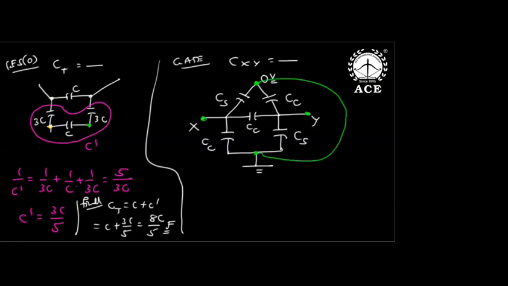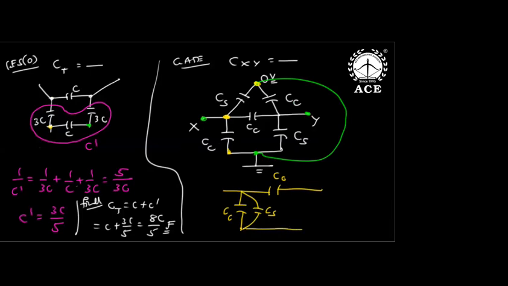So now if you virtually join them, this CS between this node and this node is nothing but between this node and this node now. So I will shift that CS here. The same CC I will write here. Already this CC is there, but this CS I'm shifting like this.